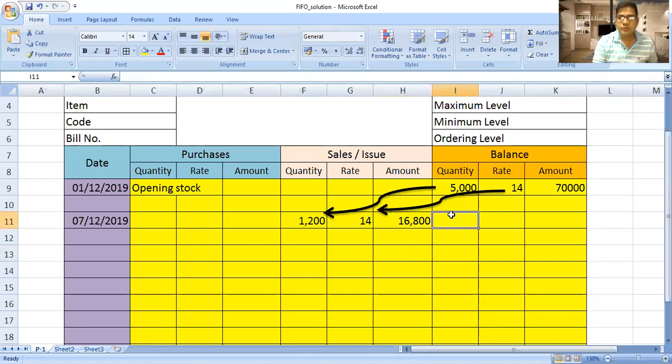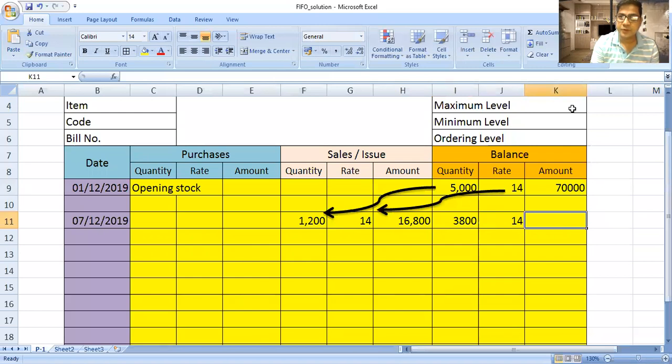Now friends, from this 5,000 kg, 1,200 kg sold. Minus 1,200 sold, the remaining kgs are 3,800. Now the rate is the same as it is. We have to keep 3,800 into 14. So how much will come? Use your calculator and find out the value.